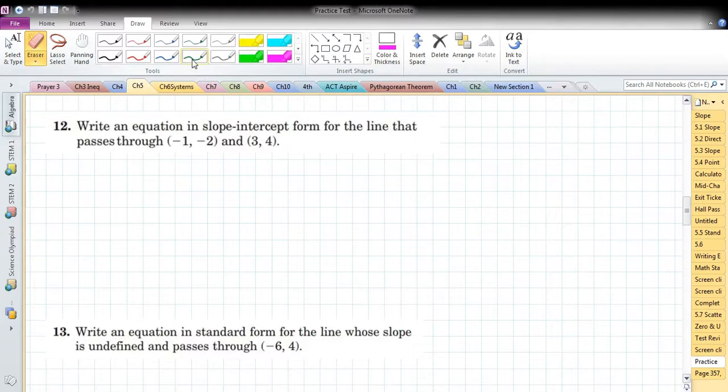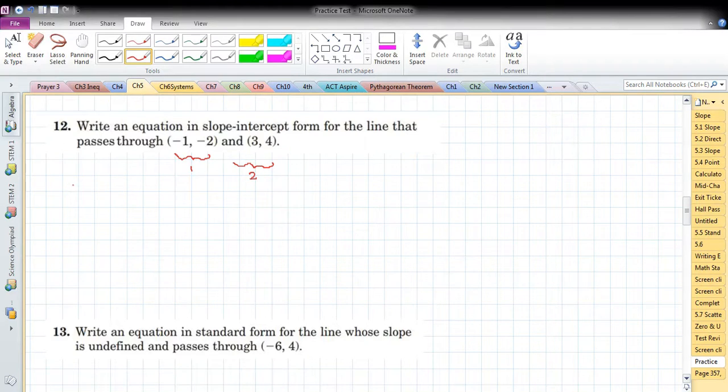All right, for number 12, we make this a little bit thicker. We have 2 points, and we want a slope-intercept form of a line that passes through these 2 points. So I am going to use this as point 1 and this as point 2.